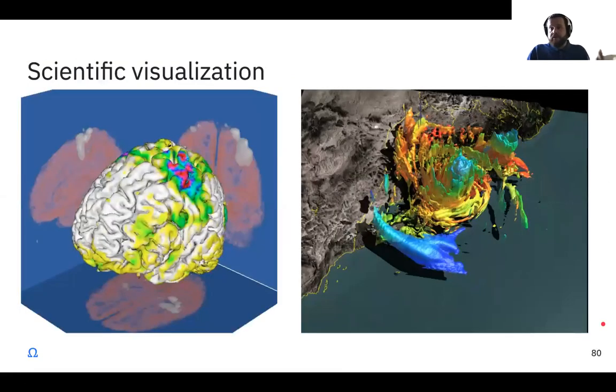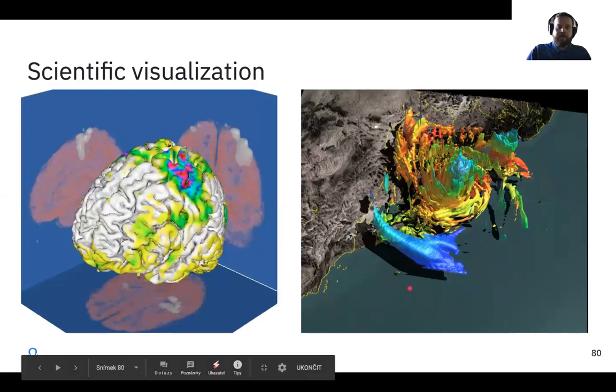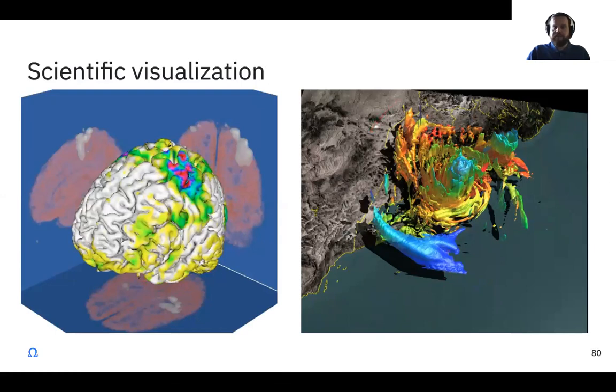And the last discipline of information visualization is scientific visualization. So here we can see a couple of examples. A 3D model of a brain and a 3D model of winds near some coastline. That seems like some kind of a hurricane.